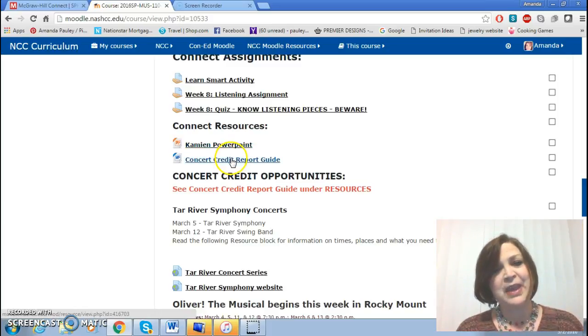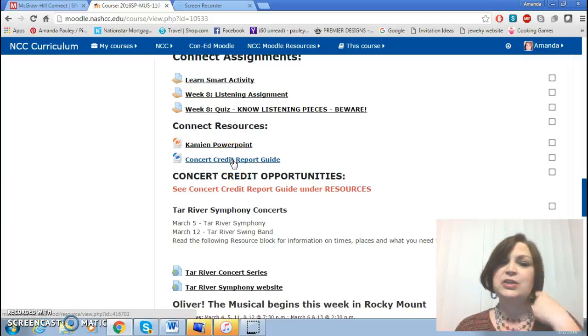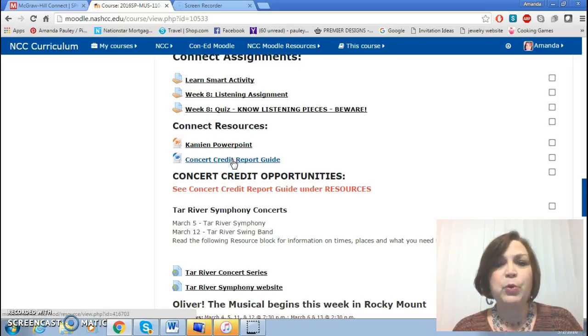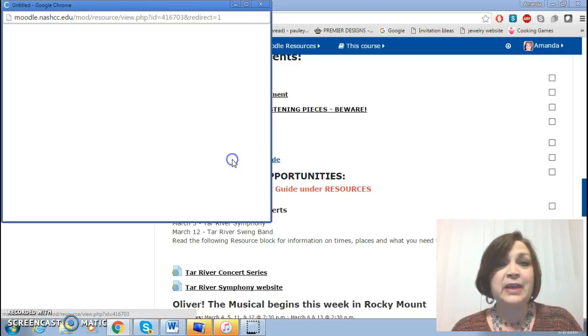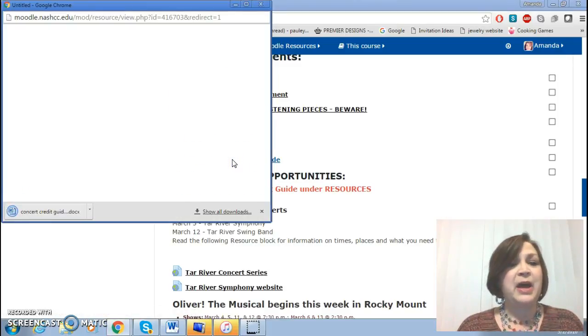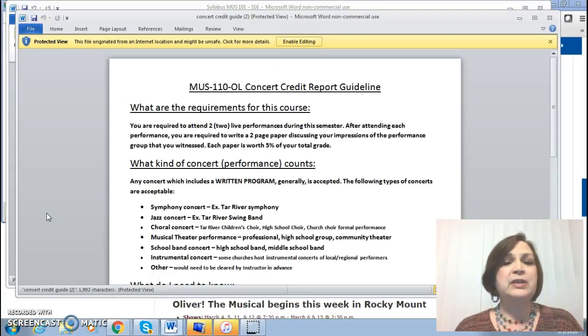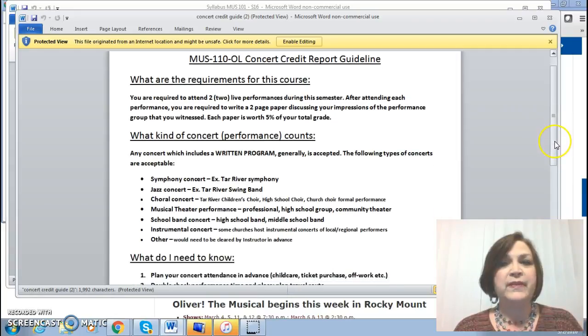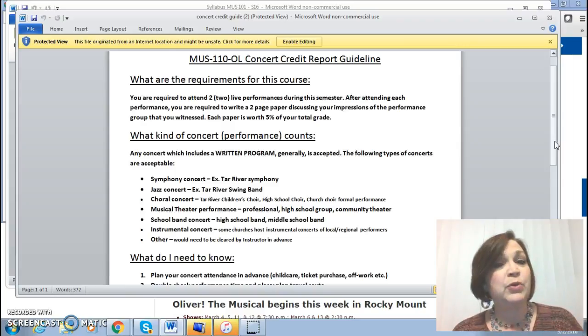They're very helpful. Now, I need to draw your attention to the Concert Credit Report Guide. I'm already receiving emails about this. I put it in its own pop-up window so that you could get to it. So this is a tool that I have printed up. You have 2 concert credit reports due before the end of this semester. I'm going to talk about those opportunities that I have listed on Moodle already. But this is your guide.